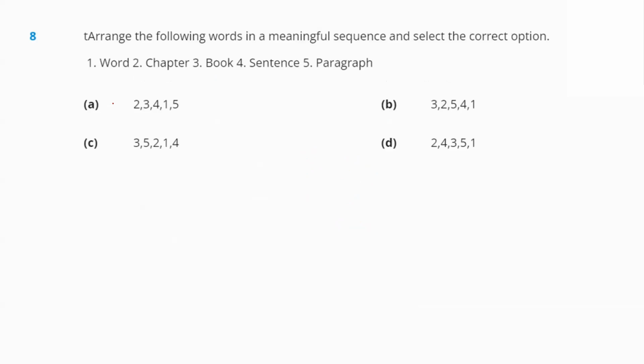Arrange the following words in a meaningful sequence and select the correct option. In all these, the words are word, chapter, book, sentence, and paragraph. So firstly, we'll have book. In books, we have chapters. So 3, 2. Now in chapter, we have paragraphs. In paragraphs, we have sentences. And in sentences, we have words. So our answer is 3, 2, 5, 4, 1. So answer B is the correct answer.